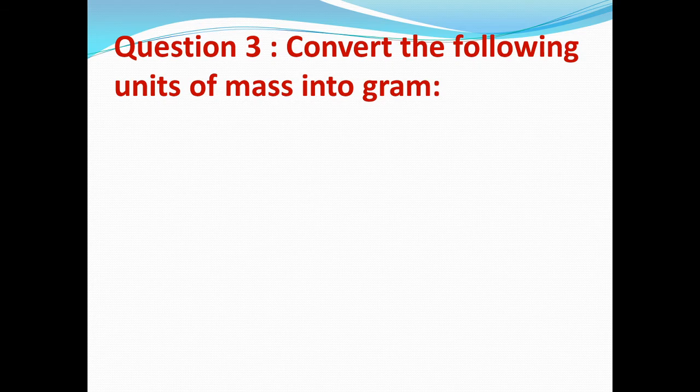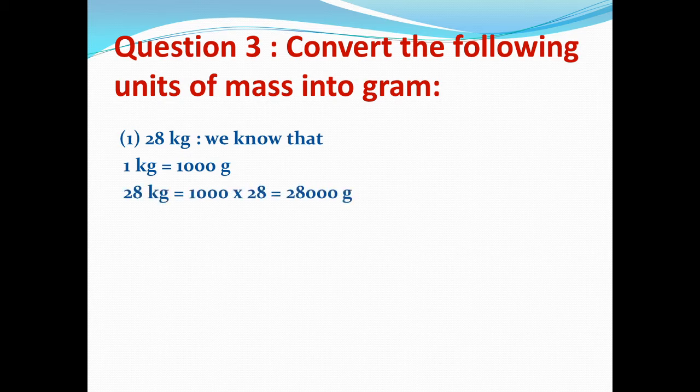First question is convert the following unit of mass into gram. It means if mass is given in kg, milligram, we have to convert into gram. First question is 28 kg. We know 1 kg is equal to 1000 gram. So 28 kg is equal to 28 into 1000, that is 28,000 gram.